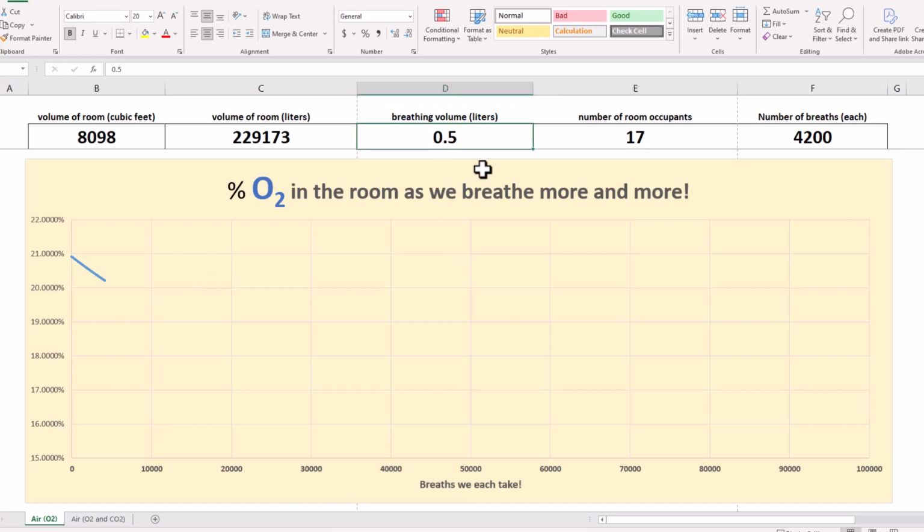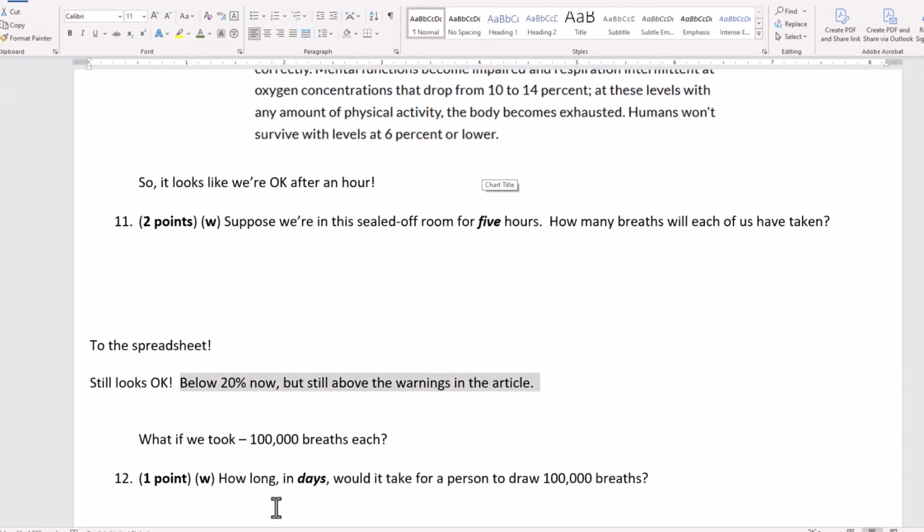If we change the volume of our lungs, we're also going to burn through the oxygen quicker too. But we're not. We're just going to leave it all there. So you can feel free to ignore the below 20% now. Still looks okay. I'm going to put still looks okay according to the article.